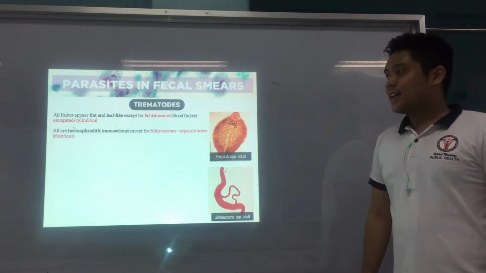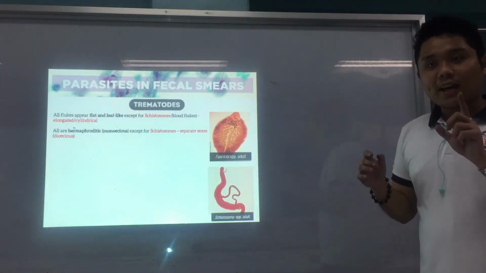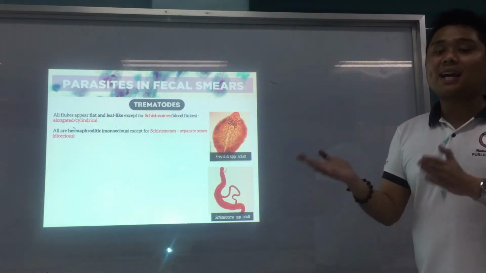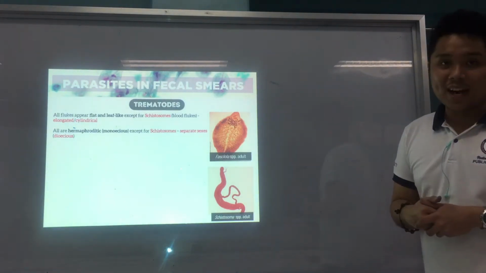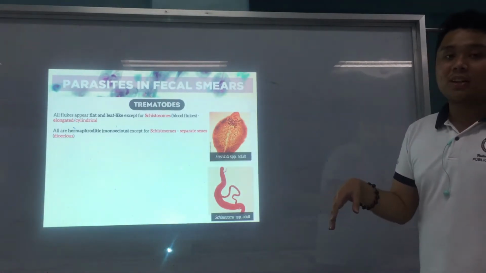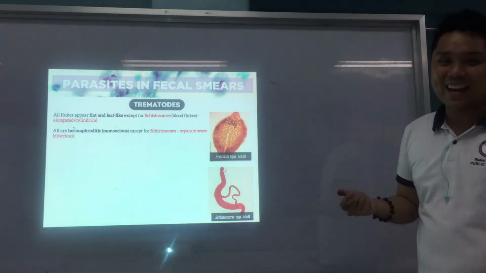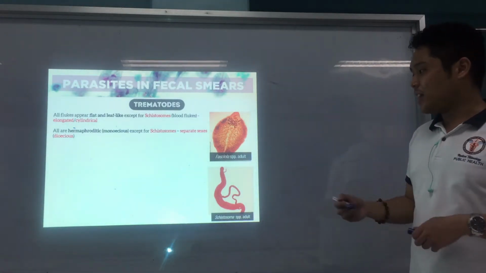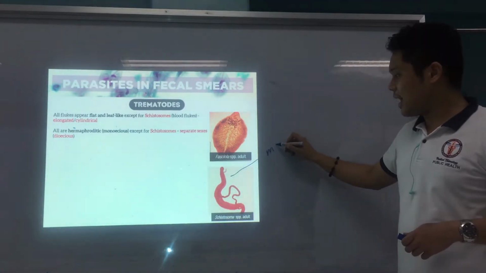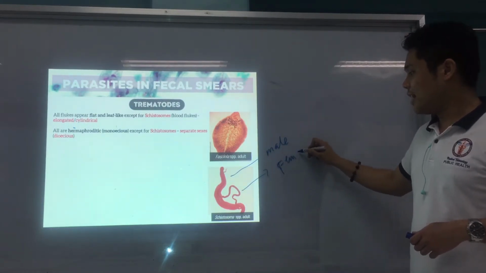Next, they are all hermaphroditic, meaning each of them contains both the male and female reproductive organs. So usa ka fluke contains already the female and male reproductive organs, except again for schistosomes. Separate ang sexes. In this picture, the big one is the male and the small one is the female.